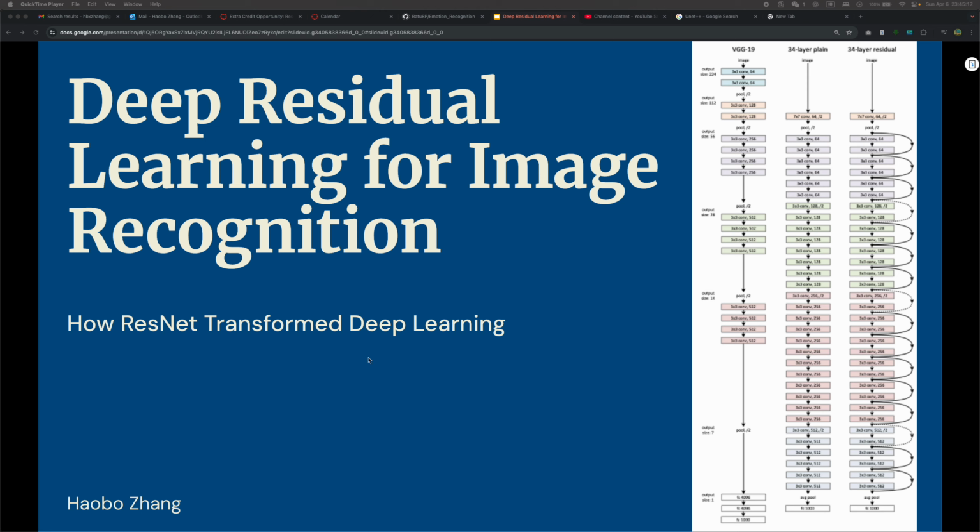Hi everyone. Today I'm going to talk about one of the most impactful papers in deep learning, which is deep residual learning for image recognition, also known as the ResNet paper. It introduced a powerful architecture that has become the foundation of most modern computer vision models.